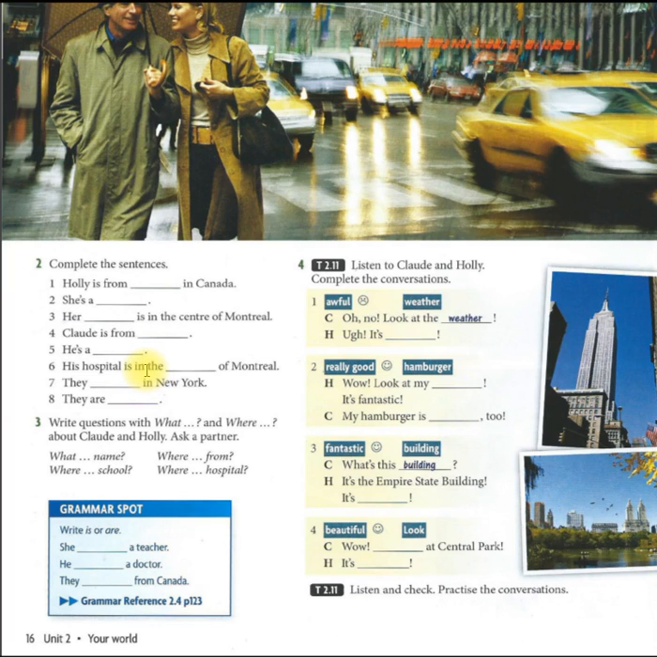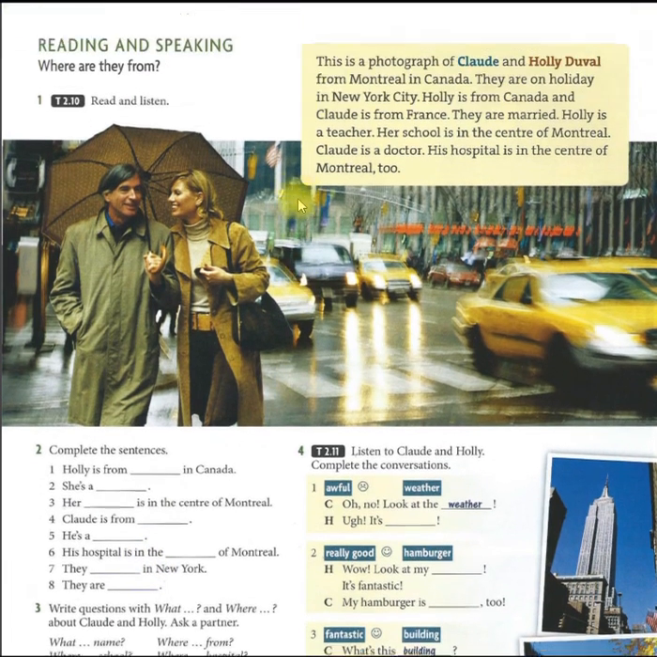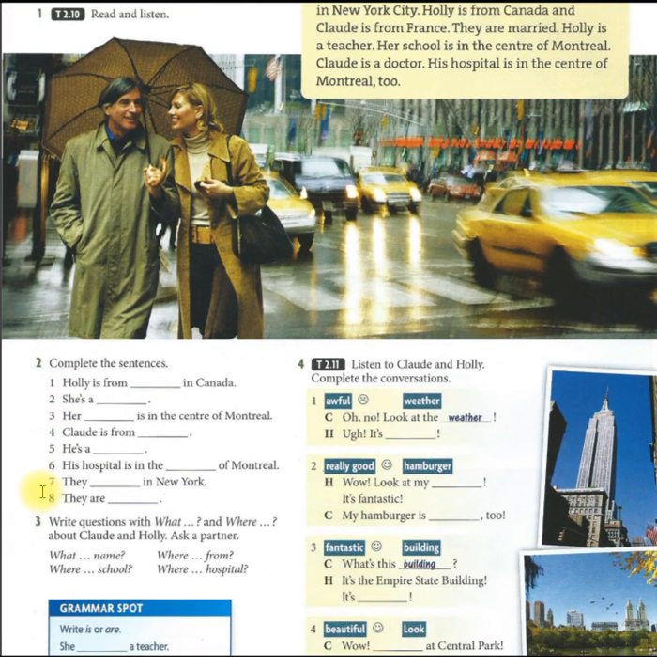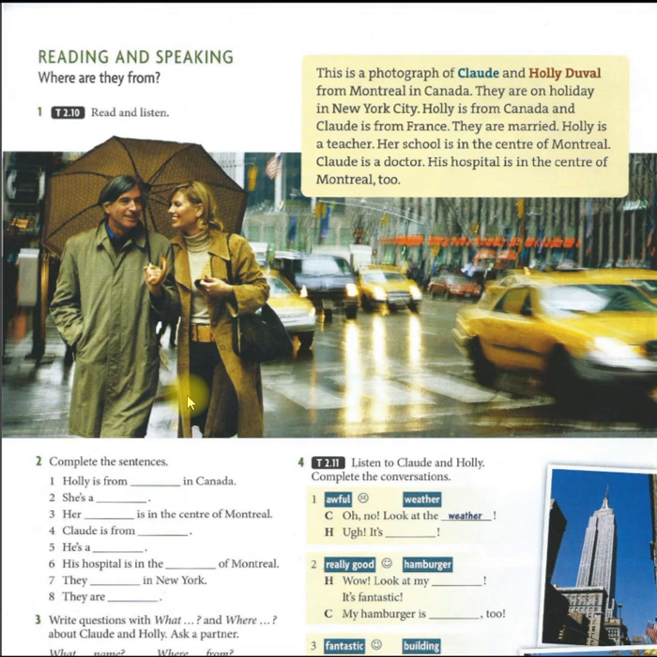Depending on the text that we have read, we are going to complete the incomplete sentences. So, Holly is from dash in Canada. As you can see, Holly is from Montreal in Canada. So the blank will be Montreal. She is a, what does she do? What is her work? She is a teacher, right? So she is a teacher. The answer is there: Holly is a teacher.